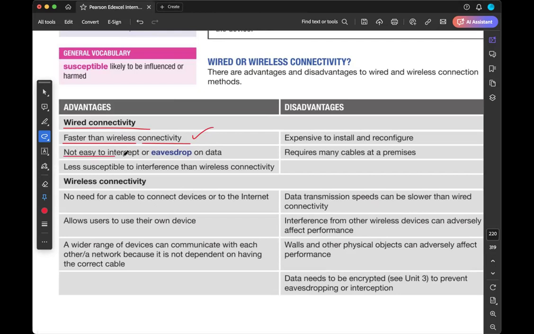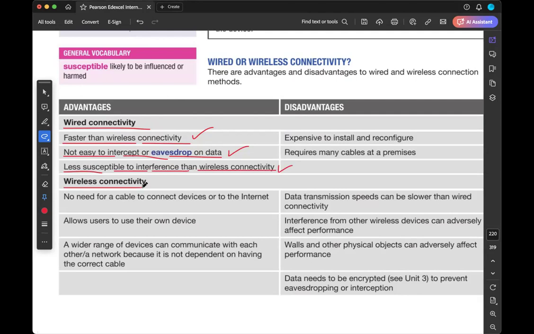Number two, not easy to intercept or eavesdrop on data. Yes, it's difficult to record or spy on your data with a wired computer network. That's a perfect point. Less susceptible to interference than wireless connectivity. Yes, it means it has a good connectivity ratio and a good ability to transmit the data. Interference means disturbance. So if you're having a wired connection, the internet quality is good.